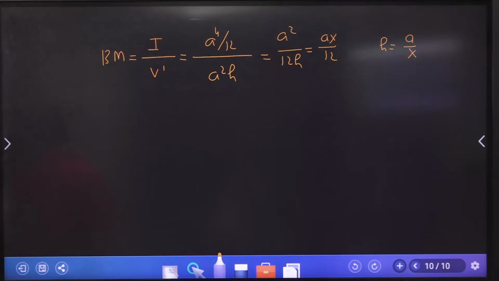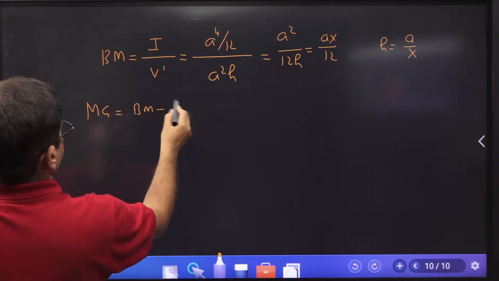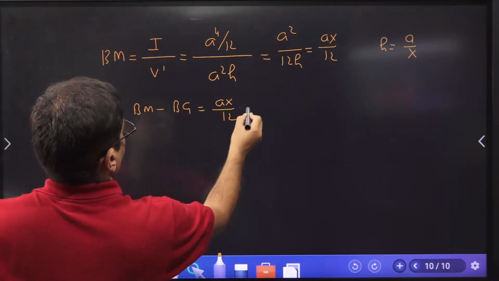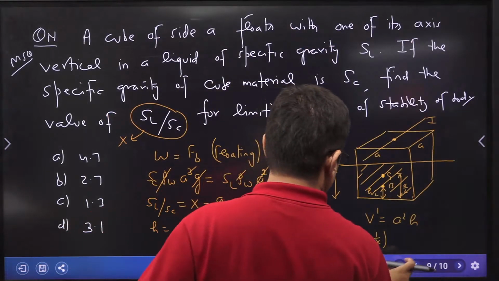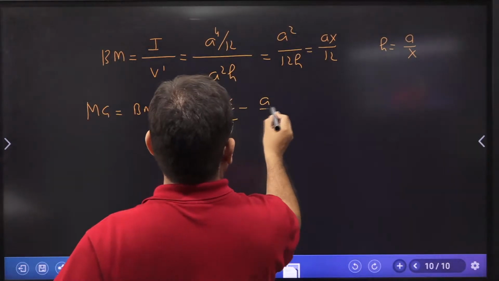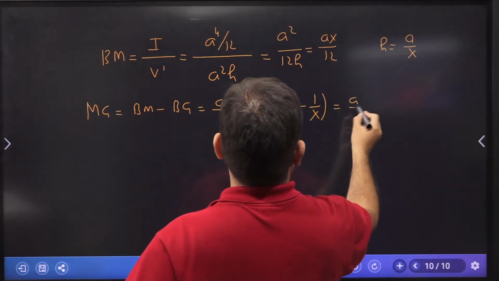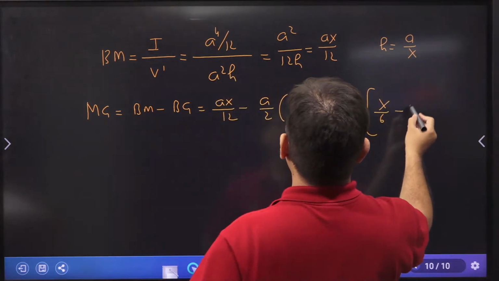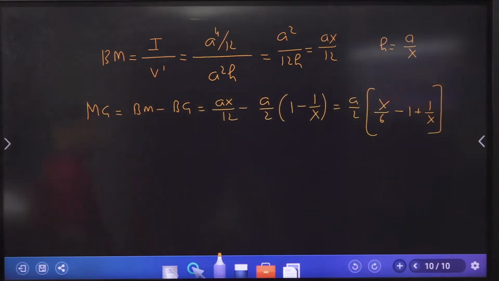So what is MG now? MG is equal to BM minus BG, which is nothing but ax over 12 minus BG. What is BG? BG is a by 2 into 1 minus 1 by x. Taking a by 2 common, we get x by 6 minus 1 plus 1 by x. Is this correct? This is MG.